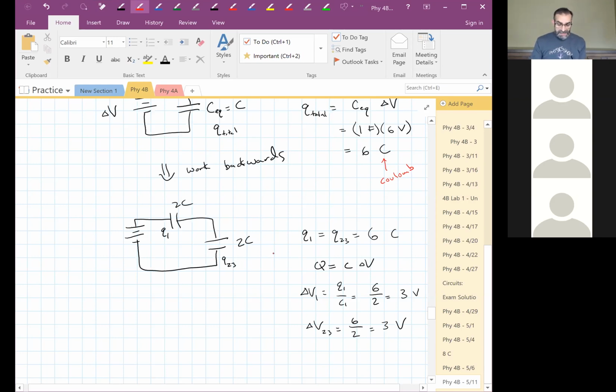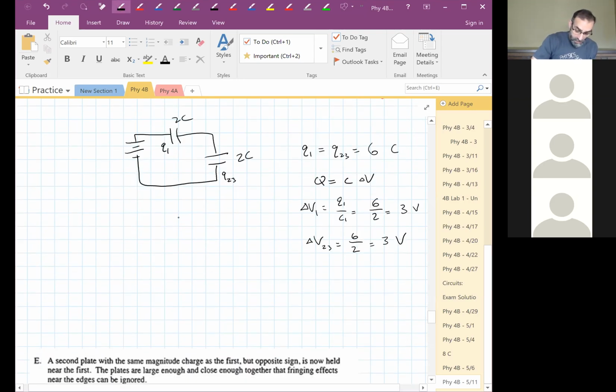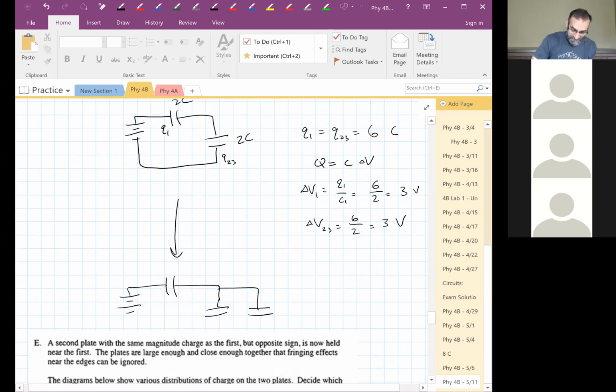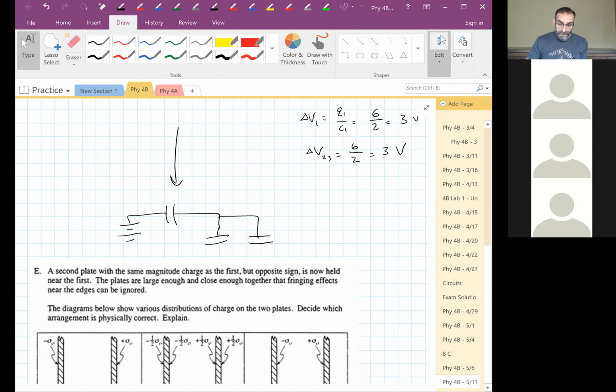Okay, so now we can step back. We have one more step back. We haven't figured out all the values yet. We have to go one more. So we go one more step backwards, and that brings us to our original circuit. And we can fill these in with what we know.